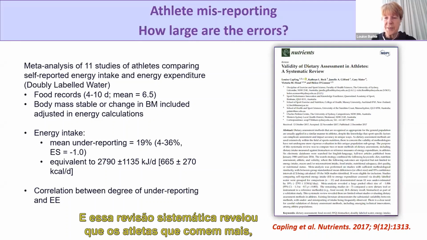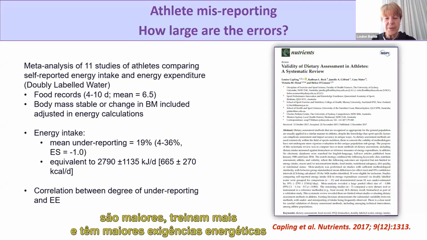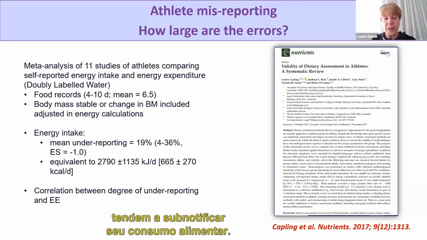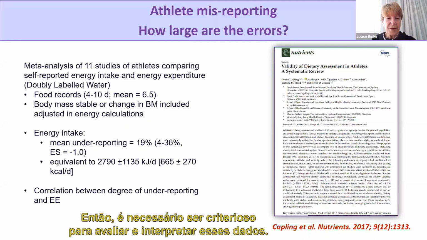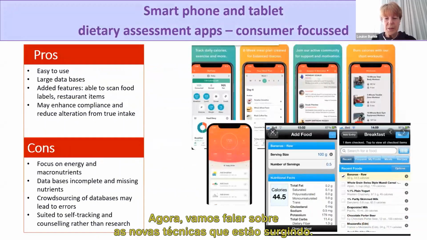And this systematic review found that the bigger eaters, the larger athletes, or the athletes that train the hardest and have the highest energy requirements are more likely to underreport. So it means that we need to be very careful when we assess the interpretation of these assessments. So let's now move on towards the new techniques that are coming out.